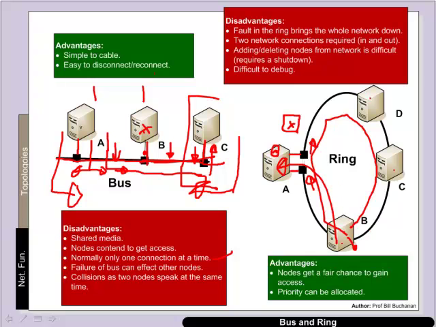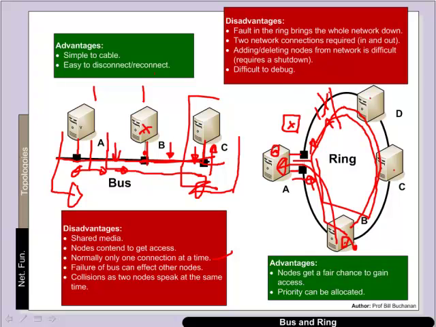Also priority can be given where a token can be kept for a longer time, so that several or many data frames can be transmitted. Unfortunately, a fault on the ring can cause the whole ring to fail. Often what we see is actually two rings, so that if one ring fails, then the other ring can still be used. But unfortunately we end up with four connections in that case.